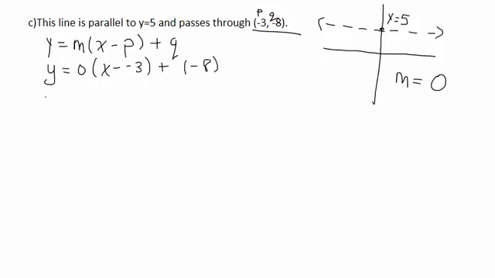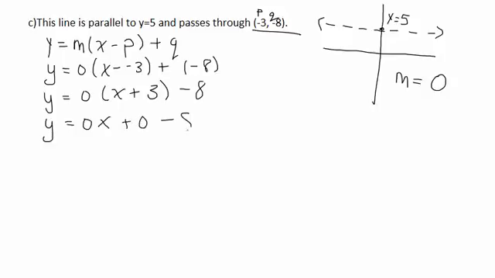Now we must simplify. And now distribute 0 inside the brackets. So we get 0x plus 0 minus 8. So y equals negative 8. That makes sense. It's going to cross the y-axis at y equals negative 8. So we have another horizontal line.